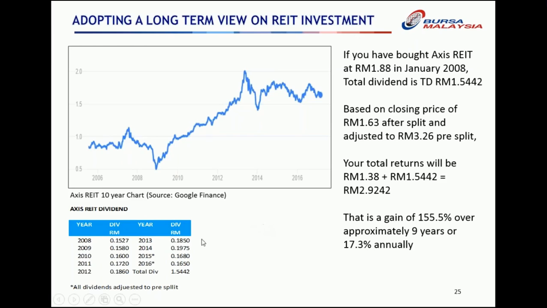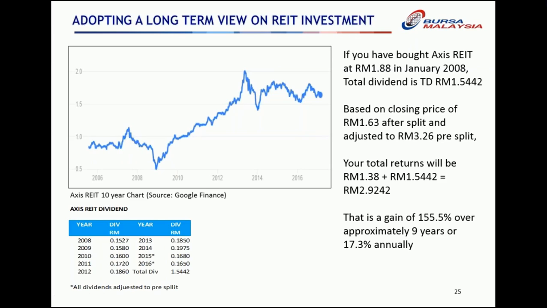for Axis, previously their dividend yield was very high, and only recently did it fall slightly short. Still, it's not too bad. It gives you a 17.3% annual gain over a period of 9 years. So you can see that in this kind of REIT investment, as long as you adopt a very long-term view, you will be able to enjoy that kind of gain. Now, this is what I say if you bought in 2008, somewhere around here.